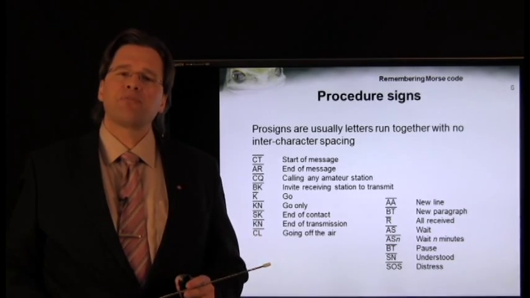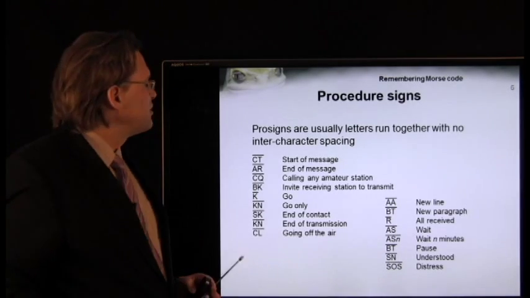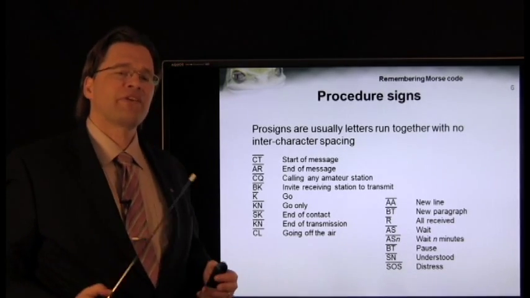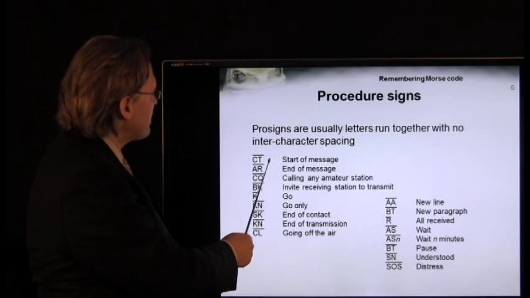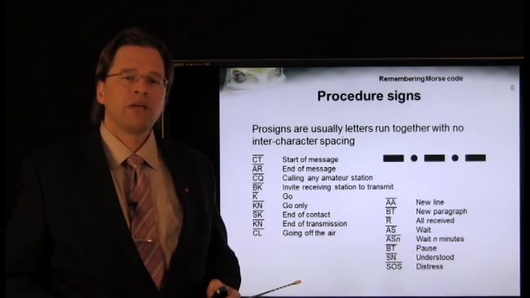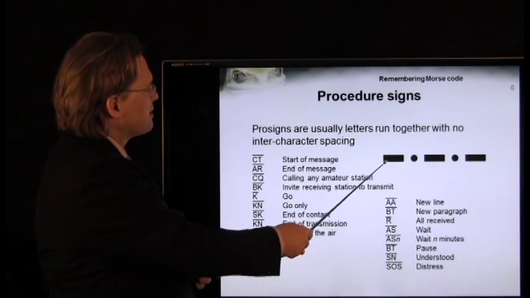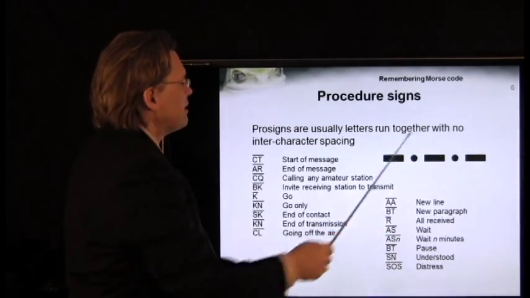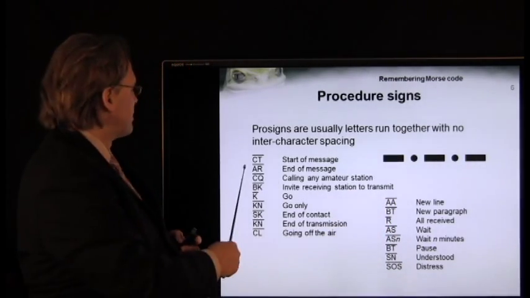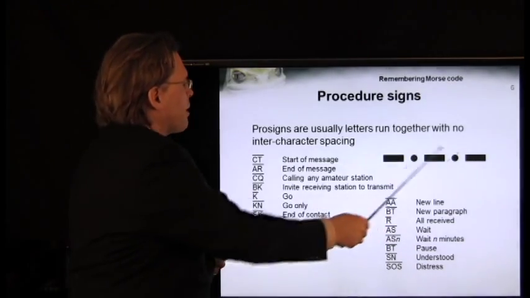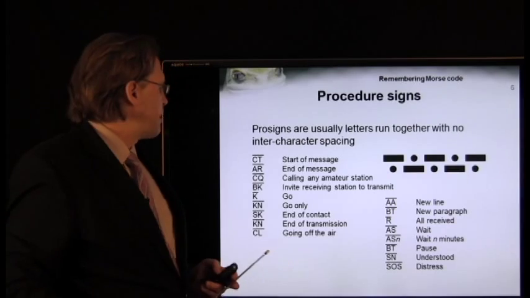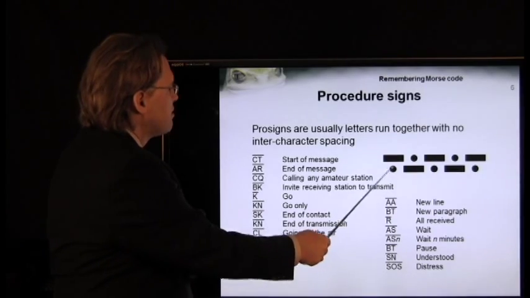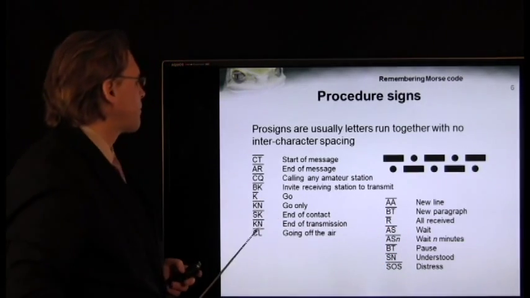Now, another aspect of Morse code are procedure signs. Procedure signs are remembered by running together characters. For example, you may wish to indicate the start of a message or the end of a message. You indicate the start of a message by sending dash dot dash dot dash. However, notice that this is a K followed by an A. The end of a message is indicated by dot dash dot dash dot. Again, an A juxtaposed with an R.